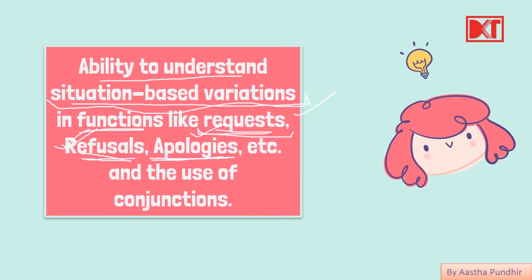refusals, and alongside the use of conjunctions. Conjunctions are words that connect two or more words or phrases. We will be doing them in detail. The broad thing that you have to understand is that here you will be given situation based variations in various functions. When you have to request in different situations, when you have to refuse in different situations, or when you apologize, the various kinds of apologies, and alongside the use of conjunctions. Let's move on to the next section.